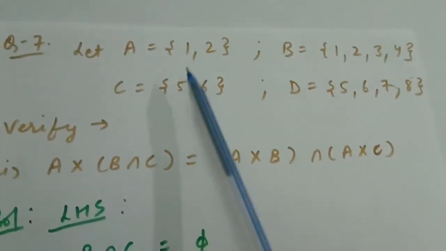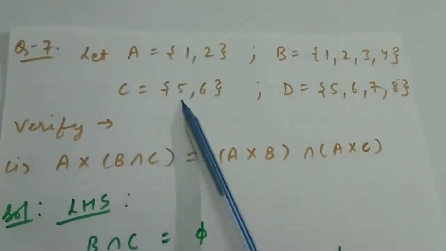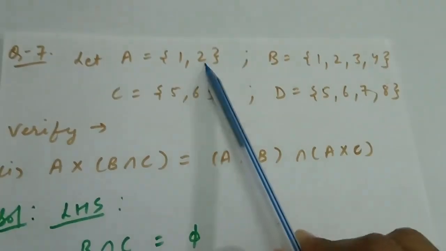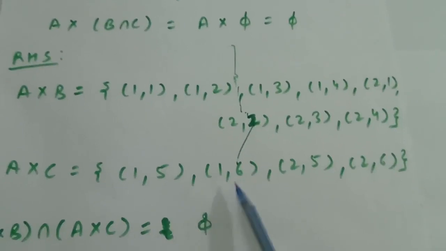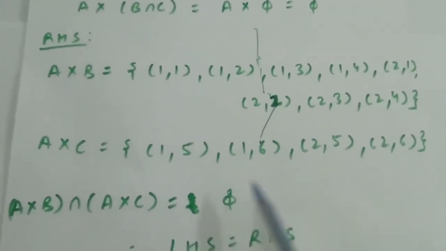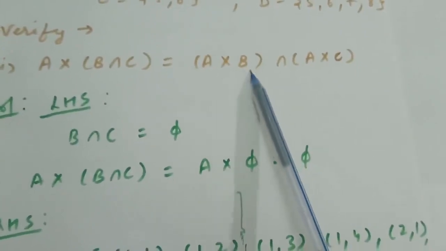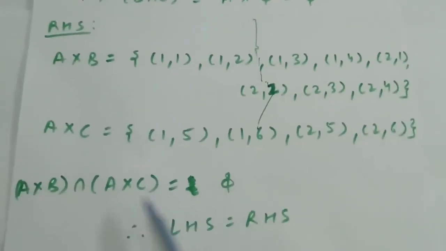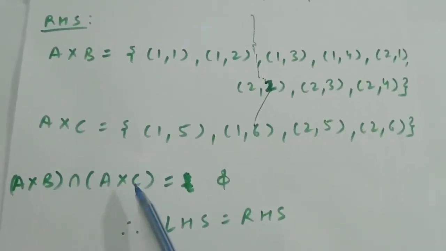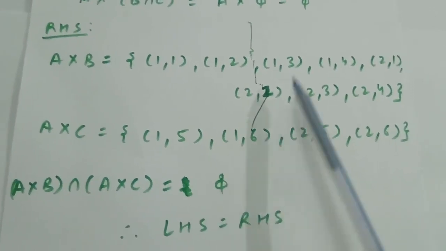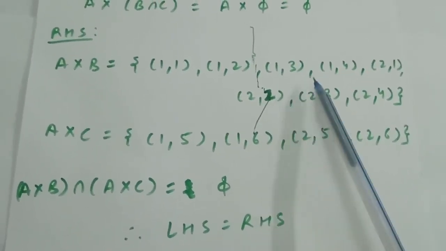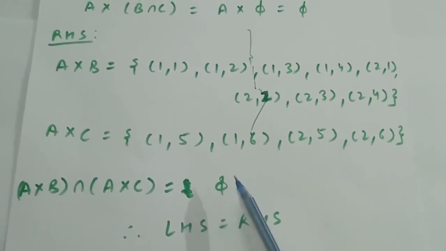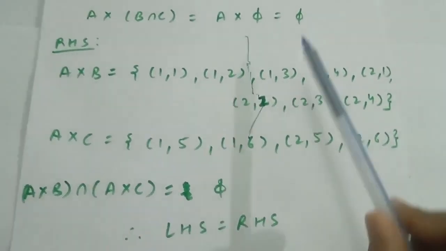Similarly, you will find A cross C, the first element of A with all the elements of C. So (1,5), (1,6), (2,5), (2,6). So we will get A cross C as (1,5), (1,6), (2,5), (2,6). Now see, for the right hand side we want to find the intersection of these two Cartesian products. So the intersection of A cross B and A cross C is, as we can see, there is no element common between these two sets. Therefore, the intersection is an empty set. LHS is also empty.